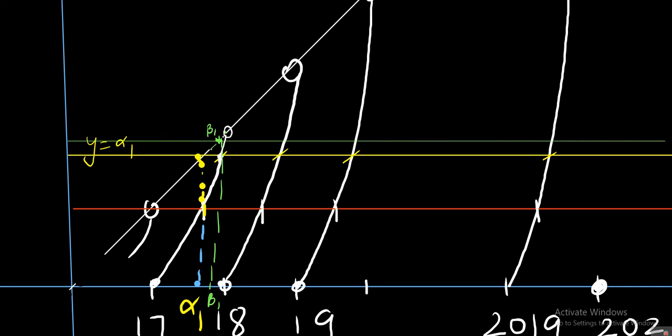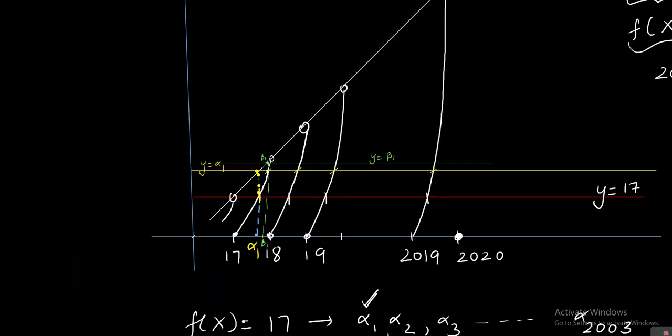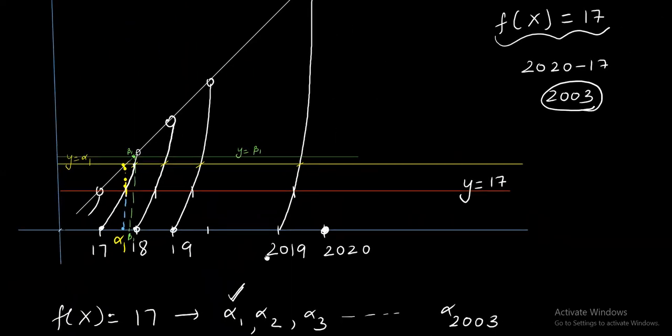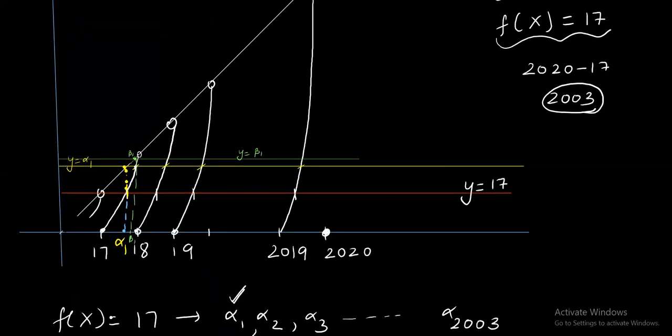This is y is equals to beta 1. So let me name this line. This is y is equals to beta 1. And now from this line, you can see that, just have a look at this graph. From this graph, I can see that again, I got one point of intersection in the interval 17 to 18.